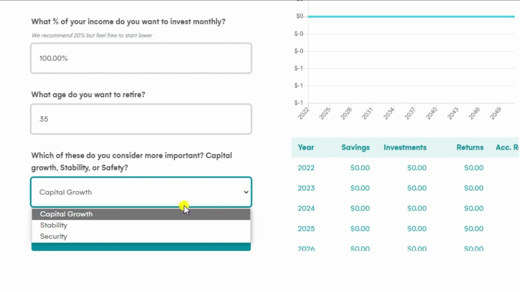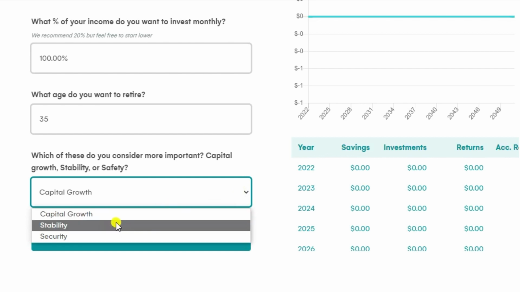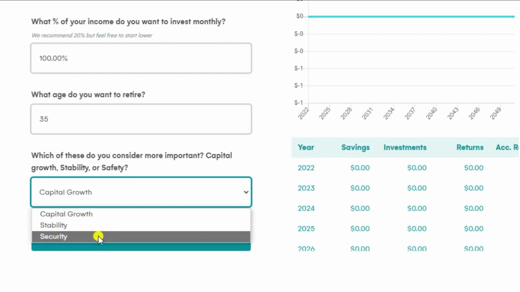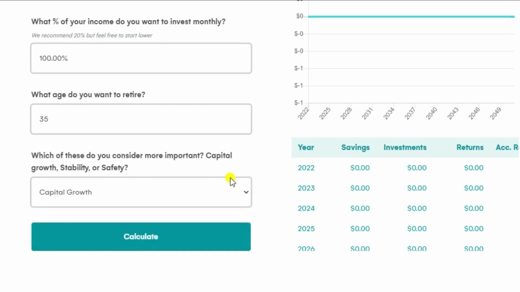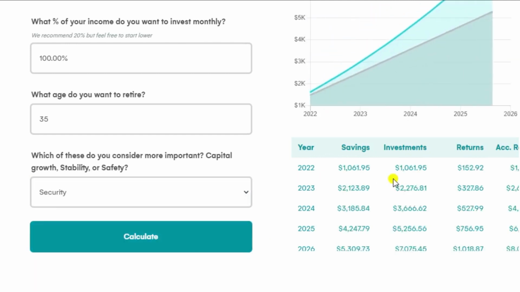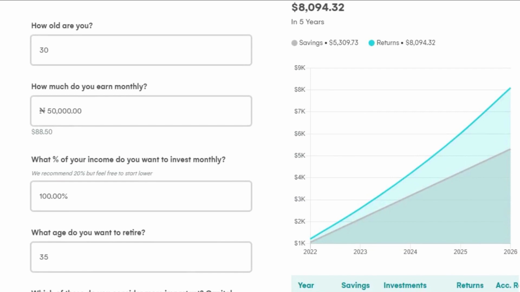There's another one, which is stability. Stability is just like a medium risk. There's risk in it also, medium risk. And the last but not the least is security. Security is the dollar denomination investment, which is what I'm taking advantage of, and it is more secure than the others. So you just click on security, then you click on calculate. Rise will calculate for you how much you earn, how much is the annual income, how much is your annual saving. Just look at the curve.